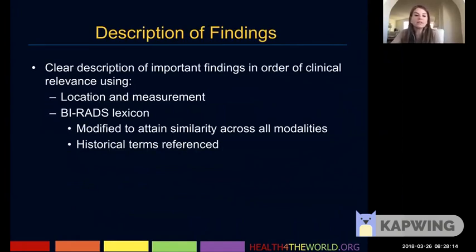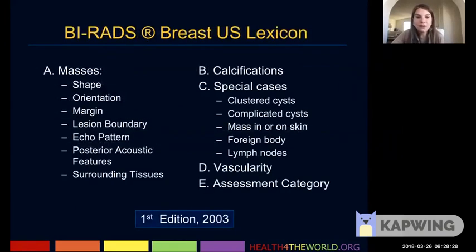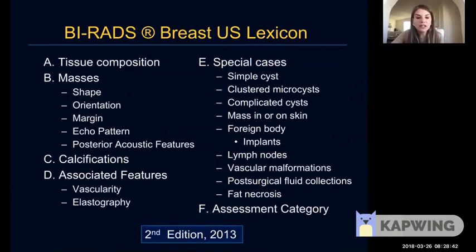And I'm going to talk about some of the changes in the most recent BI-RADS edition, which has been modified to attain similarity across all breast imaging modalities, so ultrasound, mammography, and MRI. So here's our BI-RADS breast ultrasound lexicon, reviewing masses, calcifications, special cases, vascularity assessment, and category. And this was the first edition, originally published in 2003. Looking at the second edition in 2013, we have multiple changes, and we're going to review several of these today.